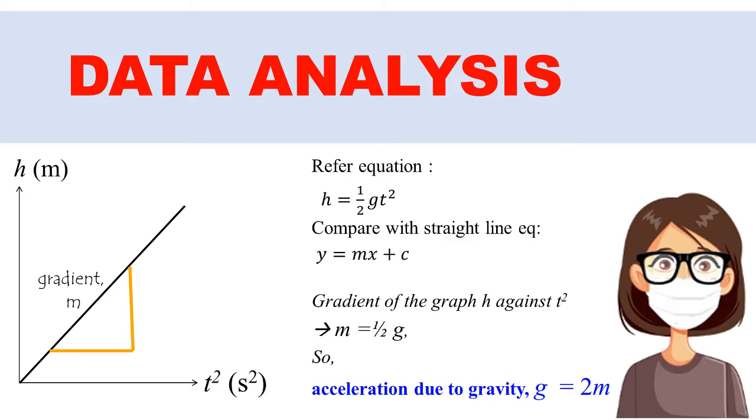Compare with the straight line equation y equal to mx plus c. Our x-axis will be t squared, y-axis is h. Thus, the gradient will represent half g. Rearranging the equation, we will obtain the acceleration due to gravity g is 2 times the gradient.